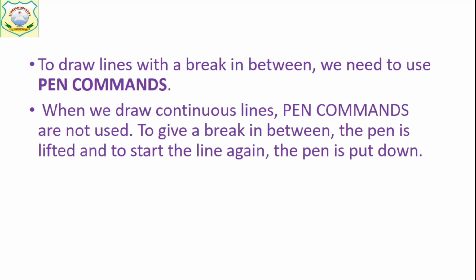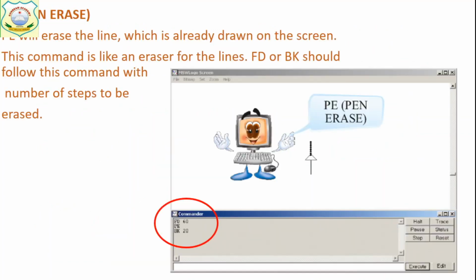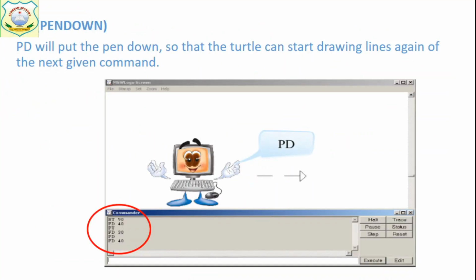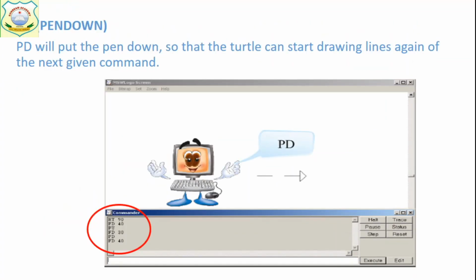Now we have pen commands. Pen commands is used to draw the breaks in line. Okay, when we want to draw discontinuous lines, then we use pen commands. We have three commands, see, pen up, pen down and pen erase. But I think in brief I am going to tell you this. I will explain in next class also.